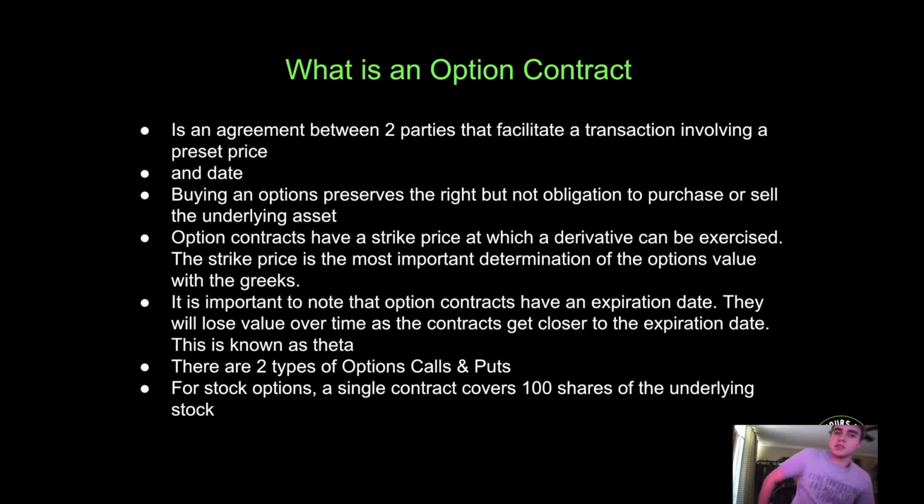So to start off, we're going to talk about what is an option contract. An option contract is an agreement between two parties that facilitate a transaction involving a preset price and date. Options have an expiration date when you buy them. Generally in our chat, we play same week expirations. Buying an option preserves the right, but not the obligation, to purchase or sell the underlying asset.